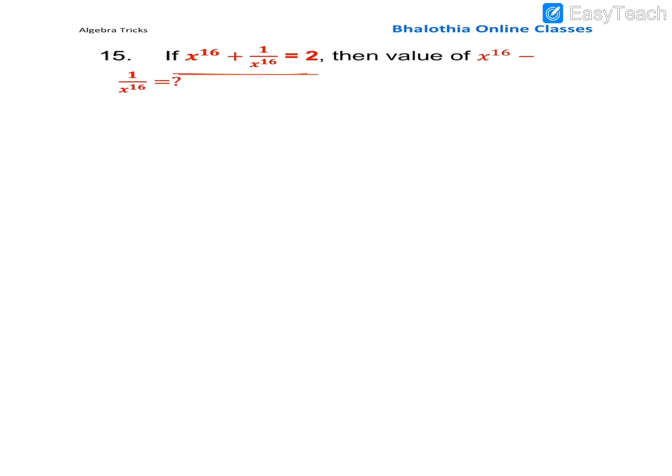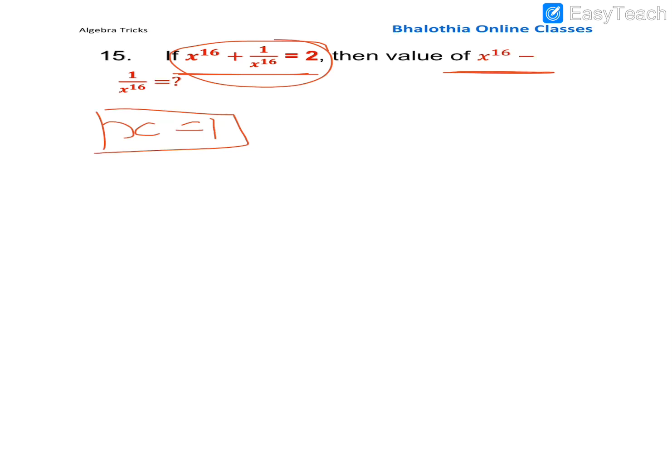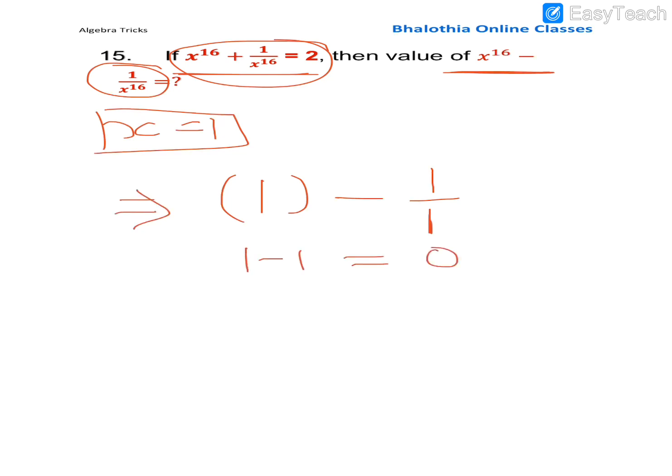Next one, okay, x raised to the power 16 minus 1 upon x raised to the power 16 is given. So again the same thing, right? We can put x equal to 1. By looking at this, you can just see, and we can put that value here. X raised to the power 16 will become 1, and minus 1 upon x raised to the power 16, we can always put 1 here, because we know x equal to 1. So 1 minus 1, your answer will be 0. Okay guys, so these are all our questions, 15 questions based on algebra tricks.